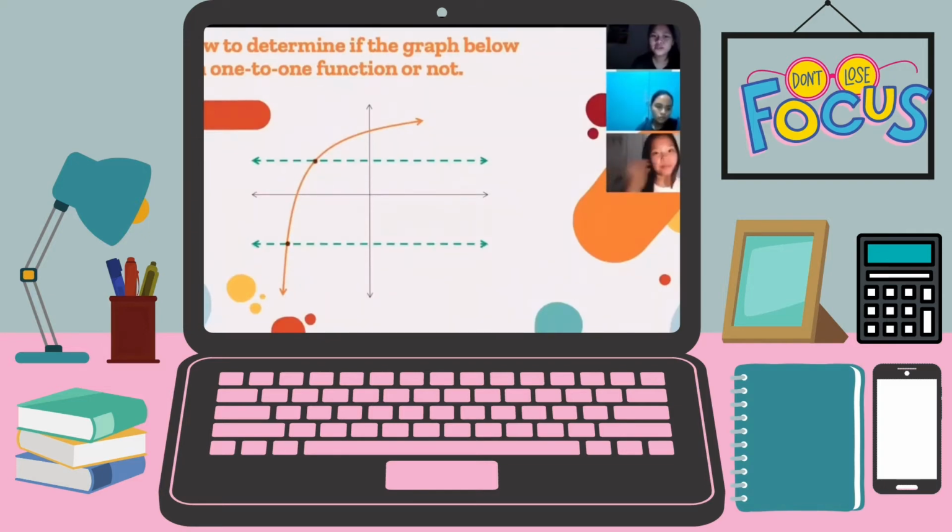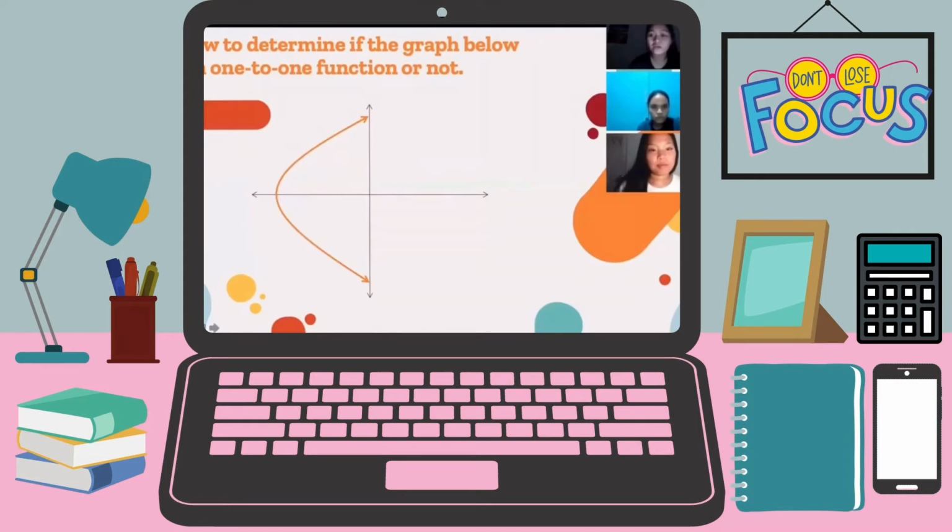What do you think? What do you observe? Is it one-to-one? This is not a one-to-one function. Why? What do you see? I don't know. Oh, okay, it's alright. This function is a one-to-one function because, as I said earlier, the function should only correspond at one point. And as you can see, it corresponds at one point. So, meaning to say, it is a one-to-one function. That's alright. We're just starting.